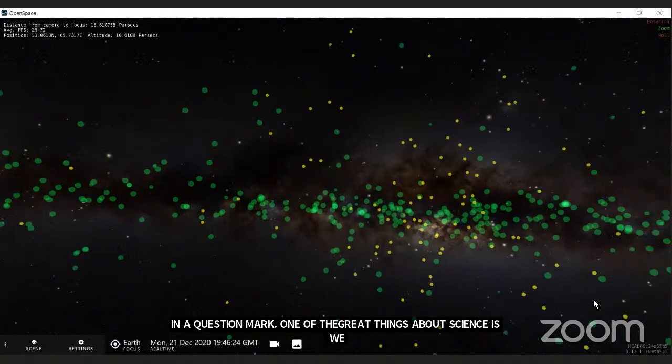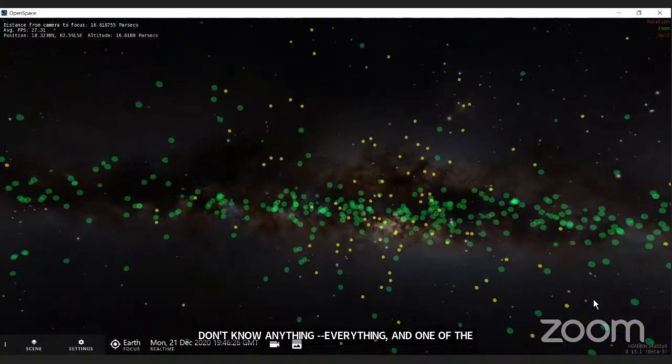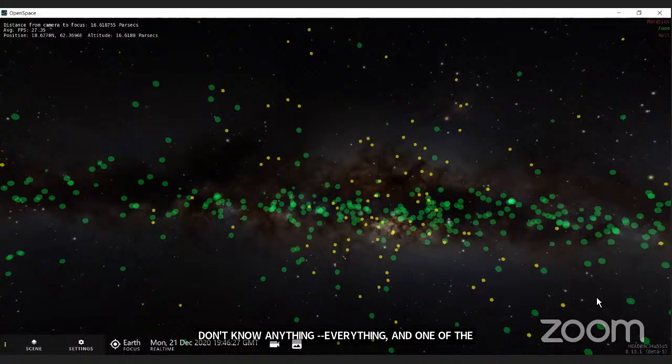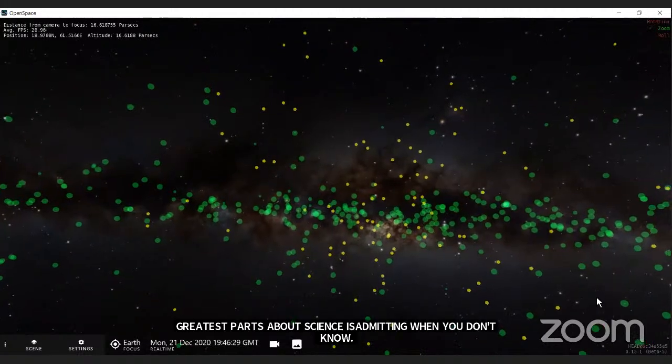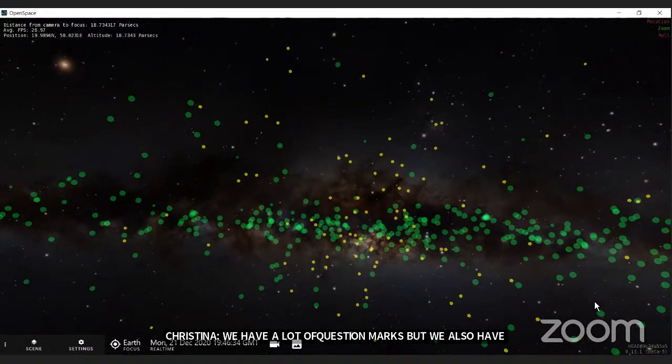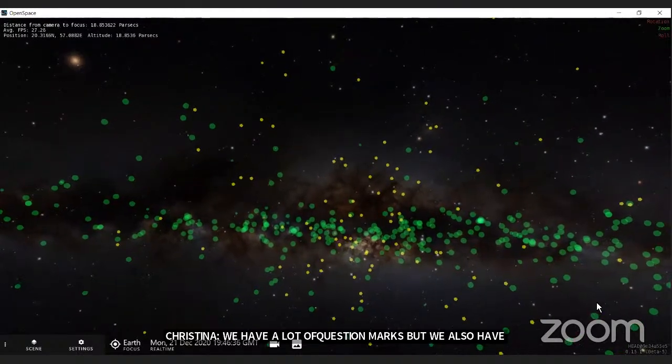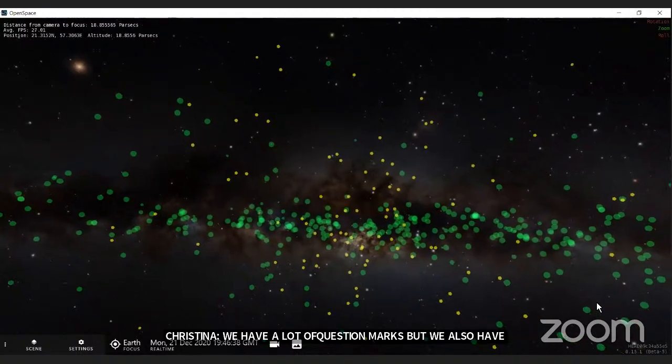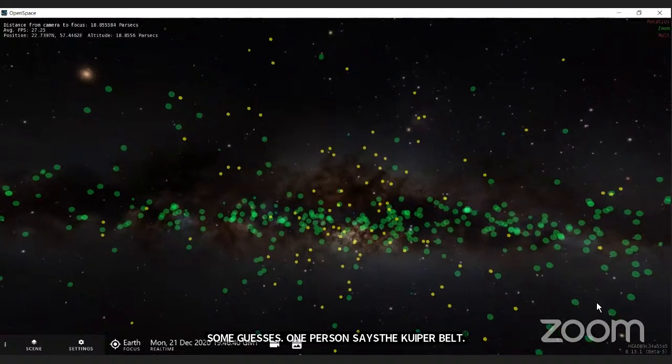We do have a lot of question marks, Talia, but we have a couple of guesses here too. One person said maybe the Kuiper belt. Another person said maybe the cluster belt, some kind of belt, and maybe the Milky Way. So those are the main guesses we have right now.